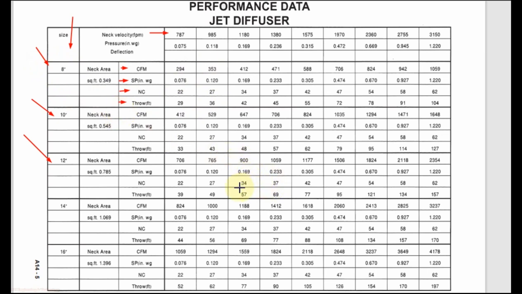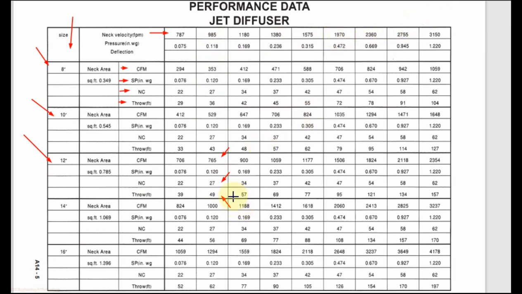For example, we have a CFM of 765 and we need an NC level less than 30. So we will find 765 CFM here, and the NC level is 27, which is less than 30, and we can use it for a throw up to 49, and the corresponding neck velocity will be 985.